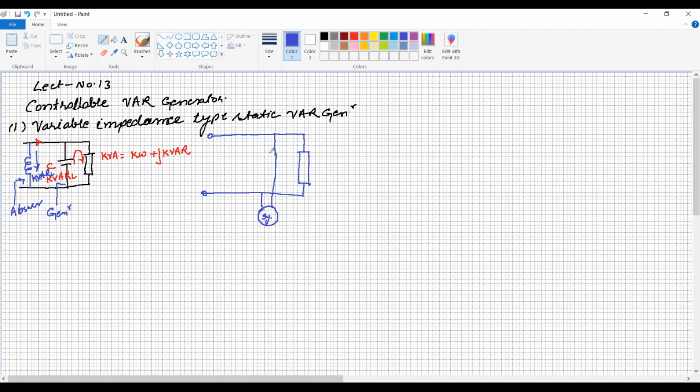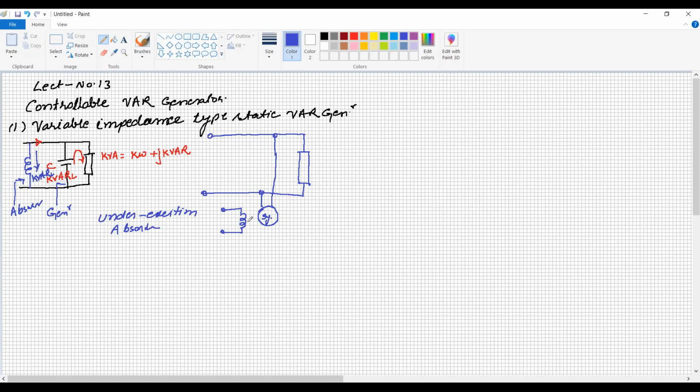Okay, and this is a synchronous motor, it is connected, and the synchronous motor is excited. The DC excitation is controlled by some means. So under excitation it will consume, so under excitation it becomes a VAR absorber, because it consumes the reactive power.